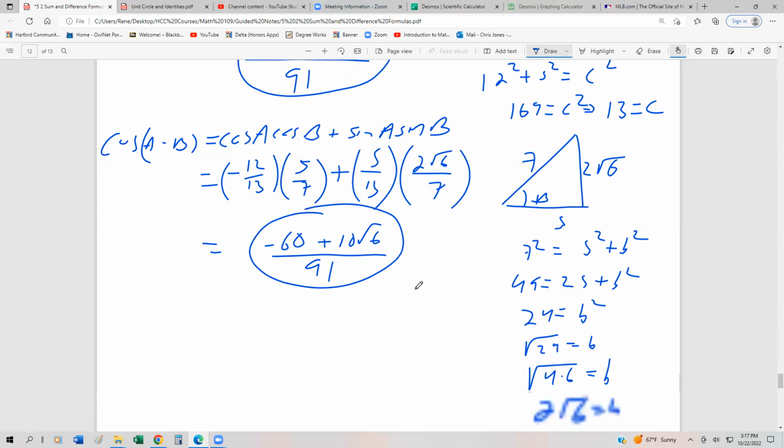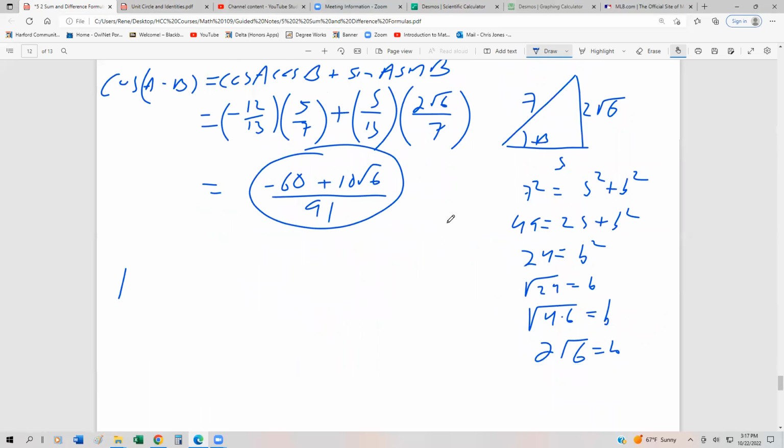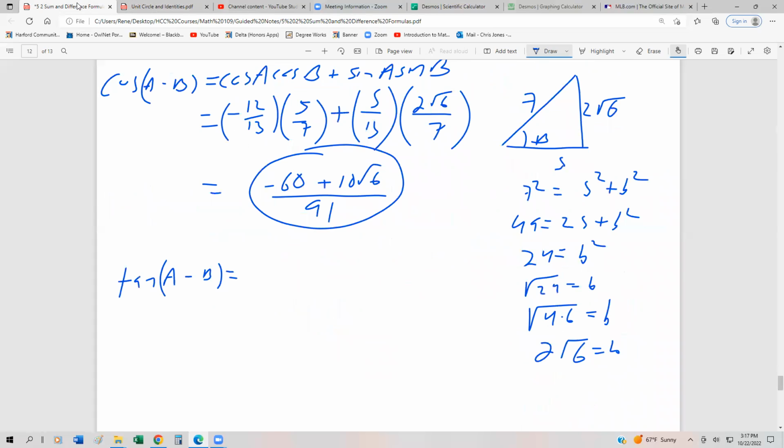Okay. Now, finally, we have tan of A minus B. So tan of A minus B that we're trying to find. And so we go into our formula sheet. We have tan of x minus y, tan x minus tan y, over 1 plus tan x tan y. So this is going to be tan of A minus tan of B divided by 1 plus tan A tan B.